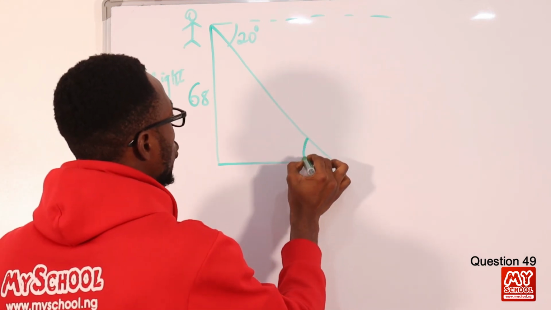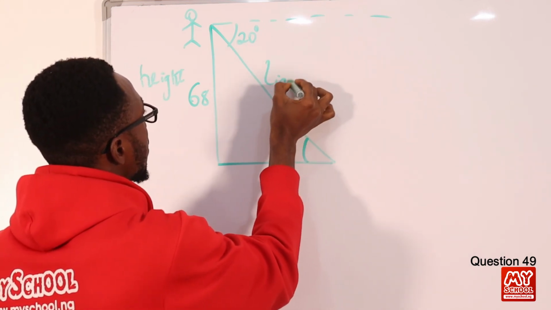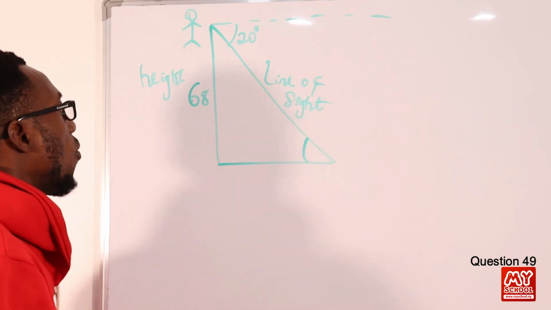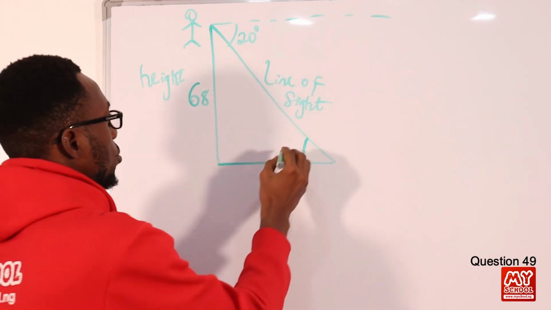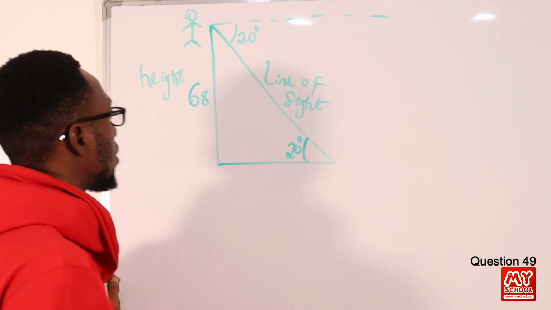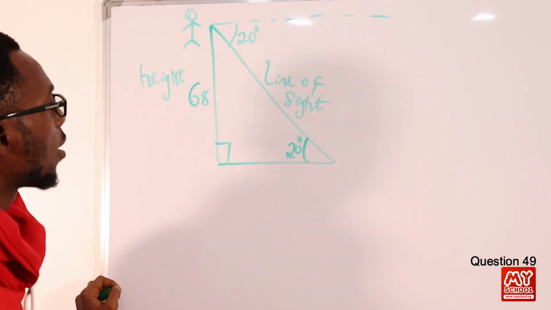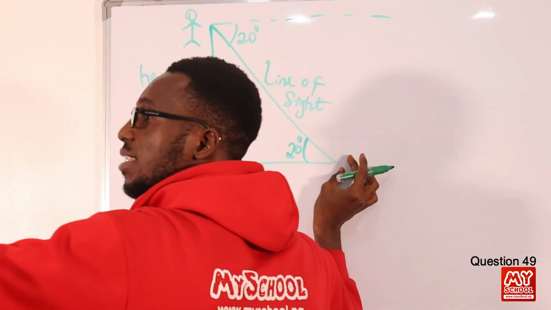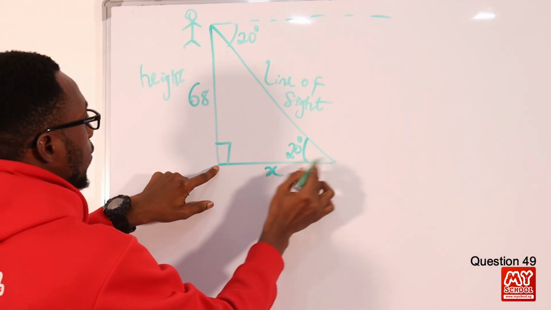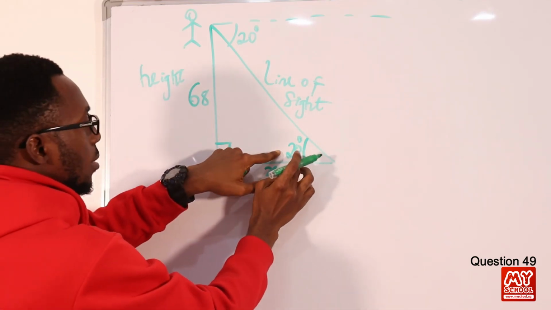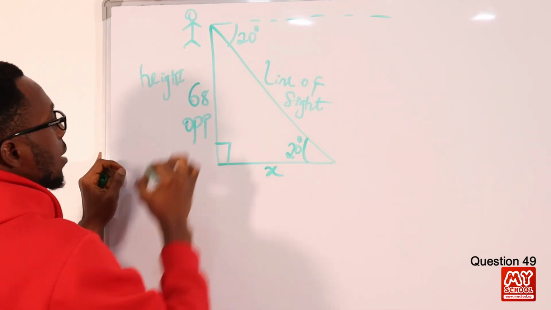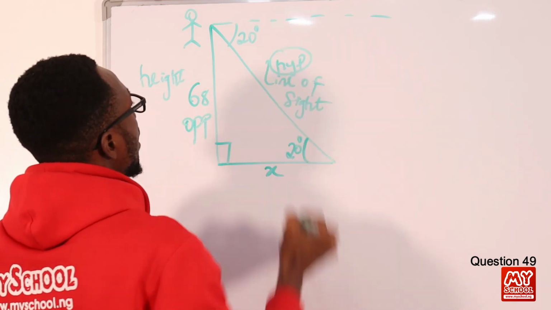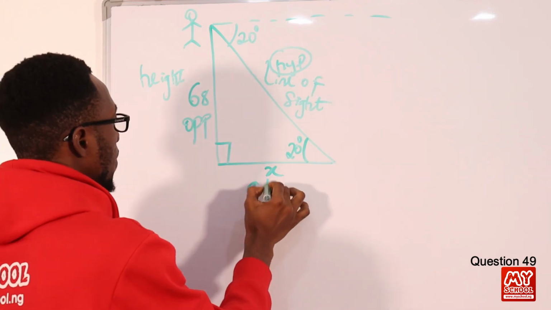This is his line of sight. If here is 20, here too will be 20 degrees, and this is 90, of course. We are asked how far the car is from the bottom of the tower. So we are looking for here to here. This is our opposite, this is our hypotenuse, and this should be our adjacent.